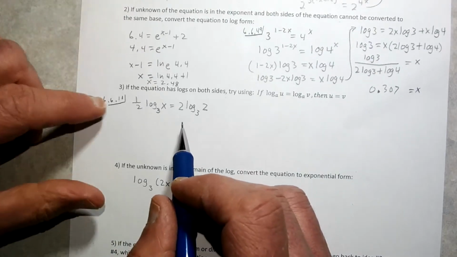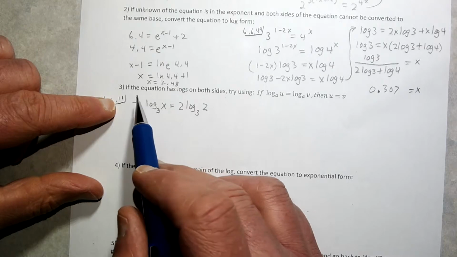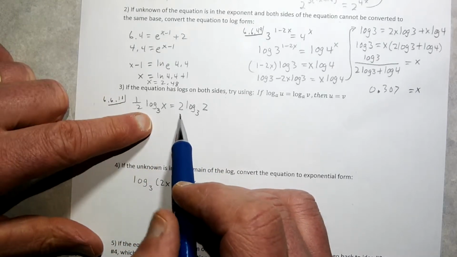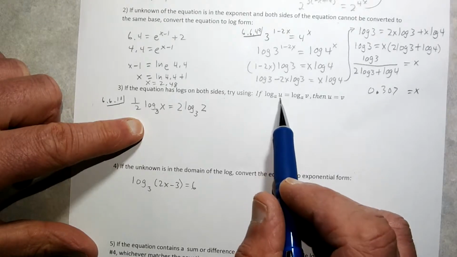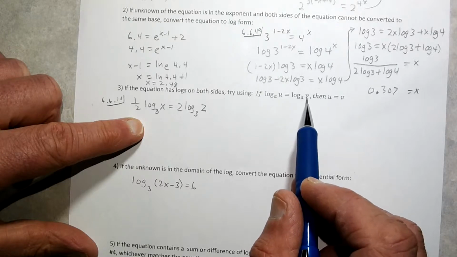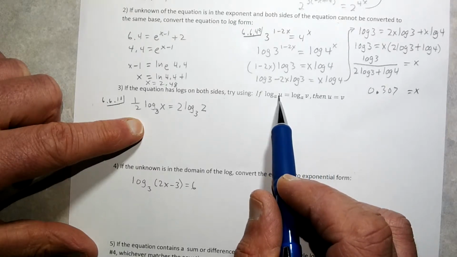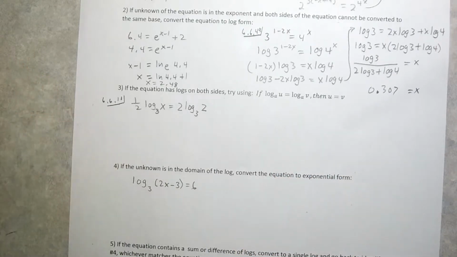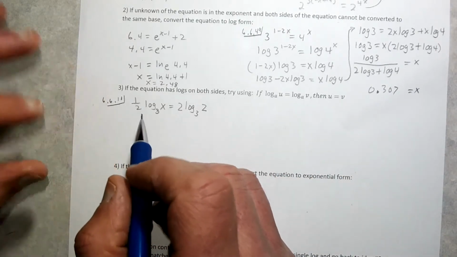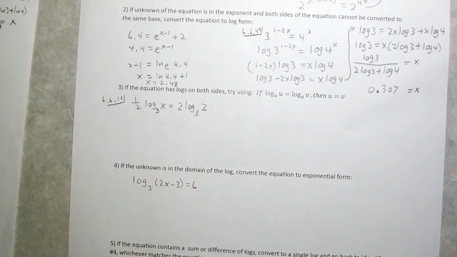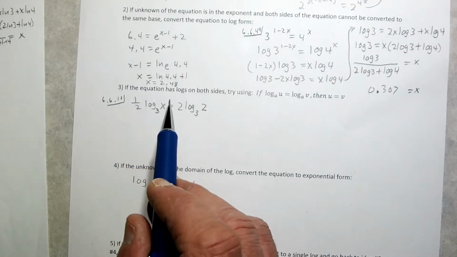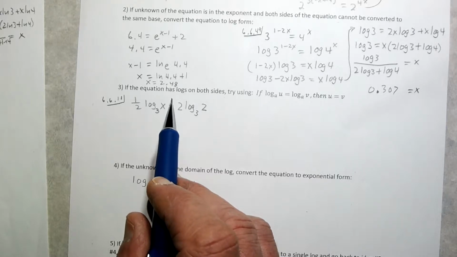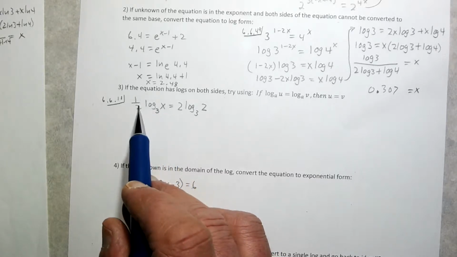So in this particular problem, it says if the equation has logs on both sides, let's see if we can use this property right here. If we could only get the log base a of u equal to log base a of v form, then we could just say what we're taking the log of can be set equal to each other, u equals v. So I'm going to use the property that says that the coefficient in front of a log can be used as an exponent, or vice versa, an exponent on what you're taking the log of can be brought in front as a coefficient.